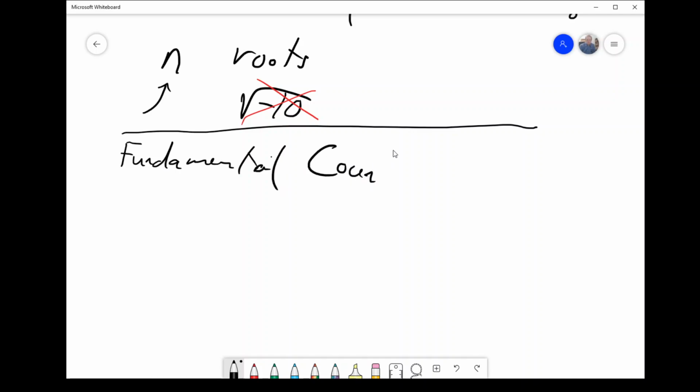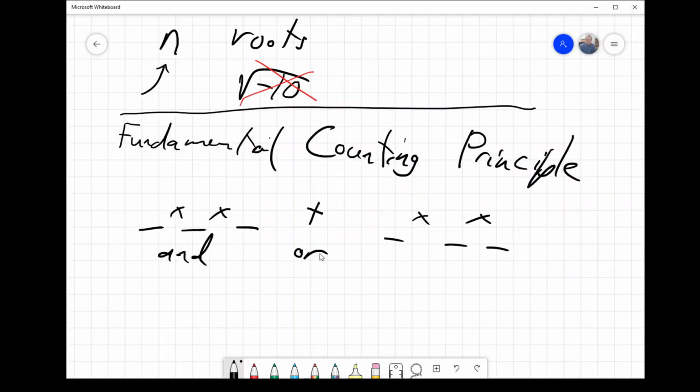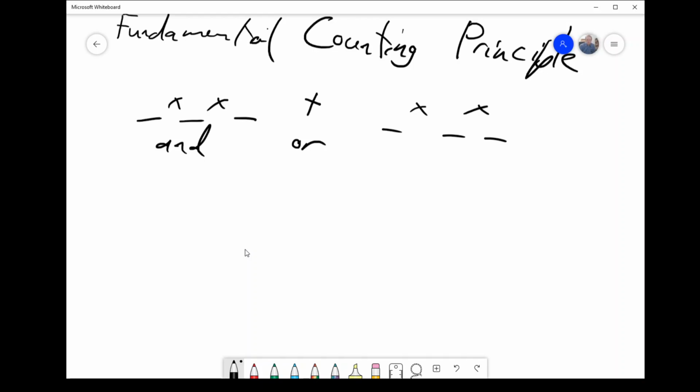states that when you are counting choices, the total number of choices you have is going to be the product of choices that are connected with the word and, and the sum of choices that are connected with the word or. So if you have certain options, so you're flipping a coin, it's either going to be heads or tails.